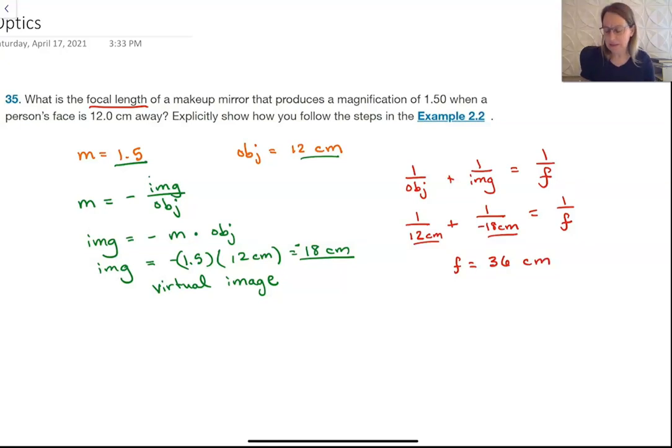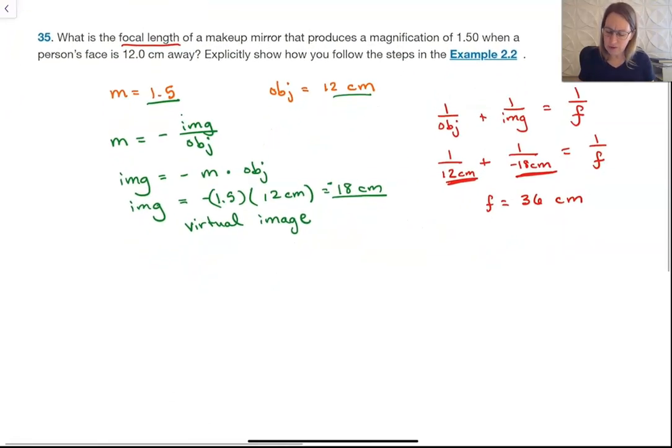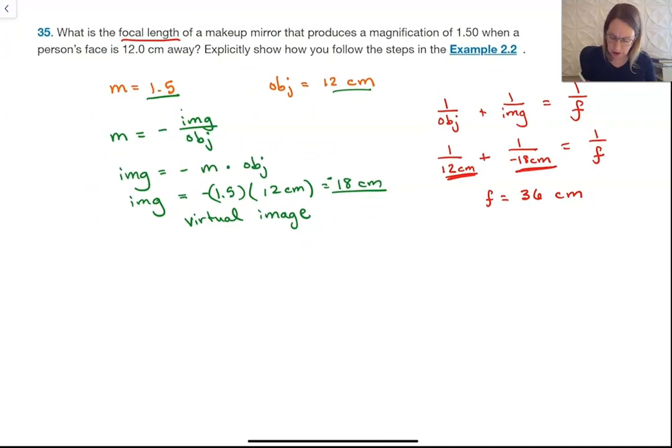And it should make sense that it's a positive number because, of course, 1 over 18 is a smaller value than 1 over 12. So we are going to be left with a positive number. So I have a focal length of 36. Now to check this answer and to see if it makes sense, I'm actually going to draw a ray diagram for this setup because that's a good way to check. So we're saying that it's a focal length of plus 36. If we had a minus, then it would be a negative mirror, but this is a positive mirror.